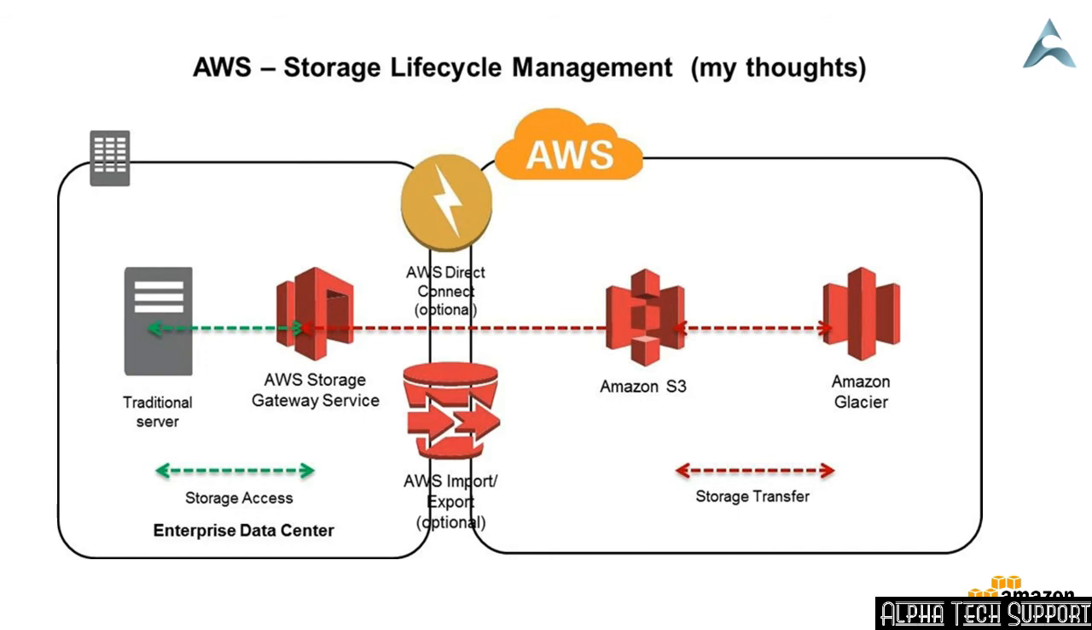When the data is uploaded on the S3 bucket, then you can transfer that storage to Amazon Glacier. Similarly, when you want to download any information file from Amazon Glacier to your traditional server, you can do the reverse process. First move from Amazon Glacier to S3 in the form of a bucket, then with AWS Import Export or Direct Connect, you can pass through the AWS Storage Gateway service to the traditional database.